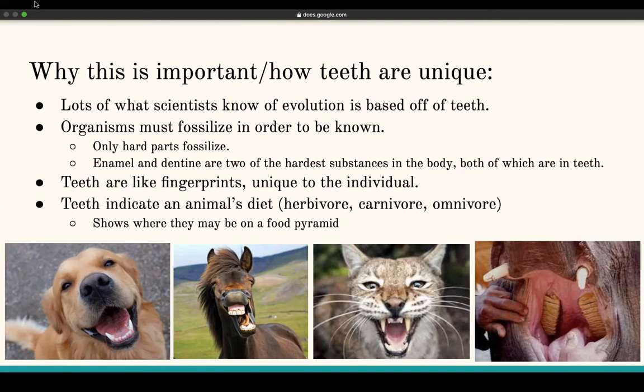Also, knowing the structure of teeth is really important in evolution because it helps indicate what an animal's diet is or was, whether they were an herbivore, a carnivore, or an omnivore. And this shows where they may be on the food pyramid. In the pictures below, I have a picture of a dog, a horse, a lynx, and an elephant. The dog is an omnivore, and you can see the front teeth a little bit. The horse is an herbivore, and this shows the front teeth of the herbivore. The lynx is a carnivore, and the elephant is an herbivore, but this one I wanted to show you the back teeth of the herbivore.